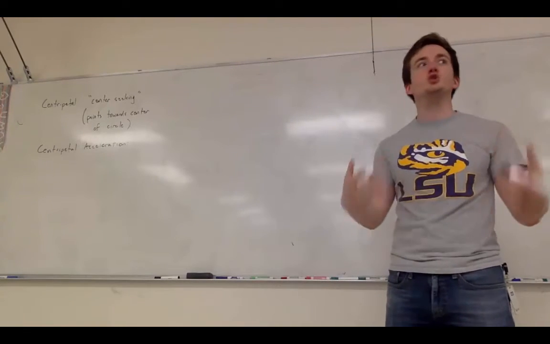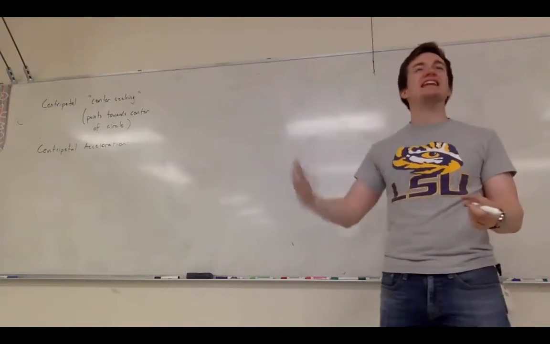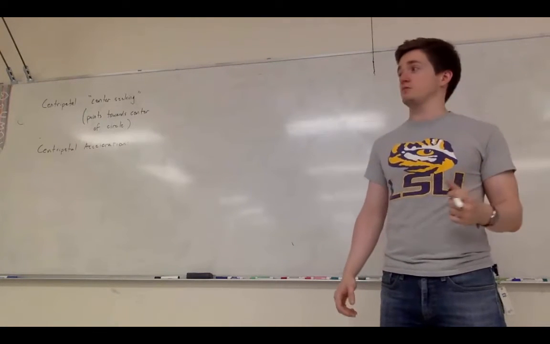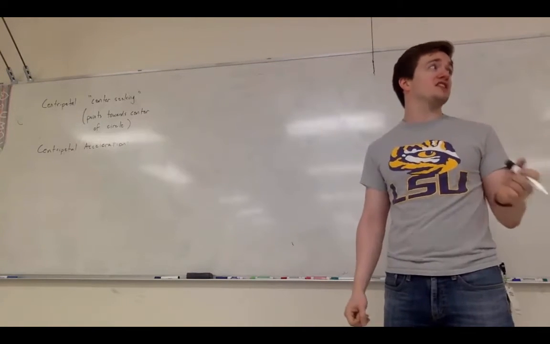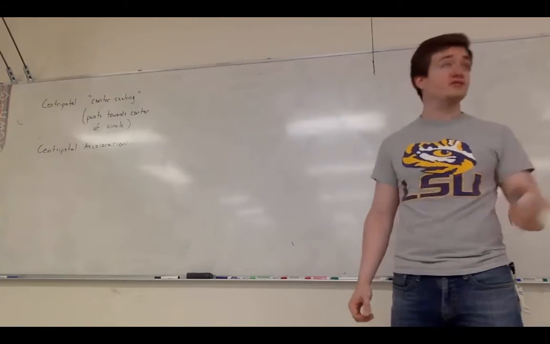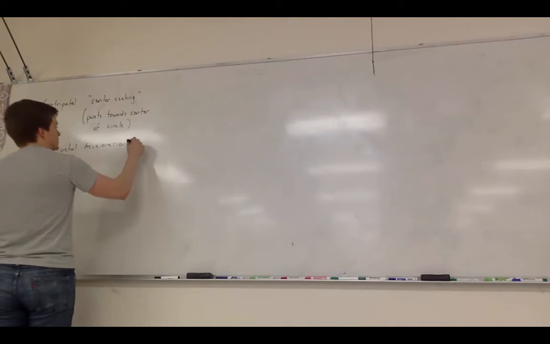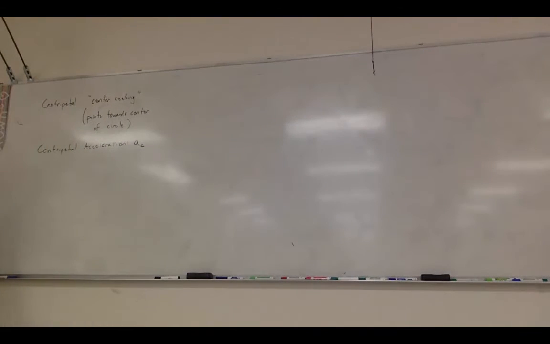And what does it do? What is the effect of any acceleration? It changes the motion. It either changes the speed or changes the direction. So the centripetal acceleration, A sub c, C for centripetal, is the actual physics thing that changes the velocity. That is the effect of circular motion. It's what makes the motion go in a circle.